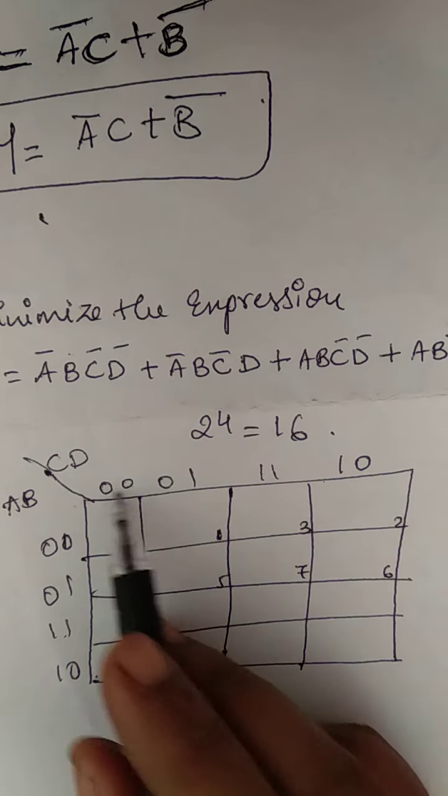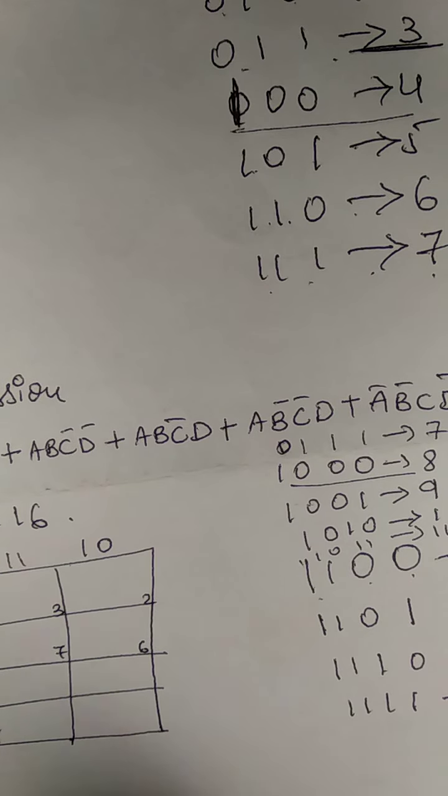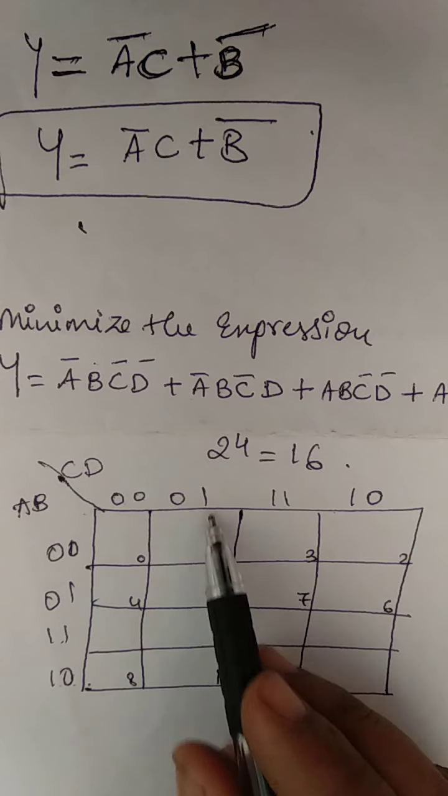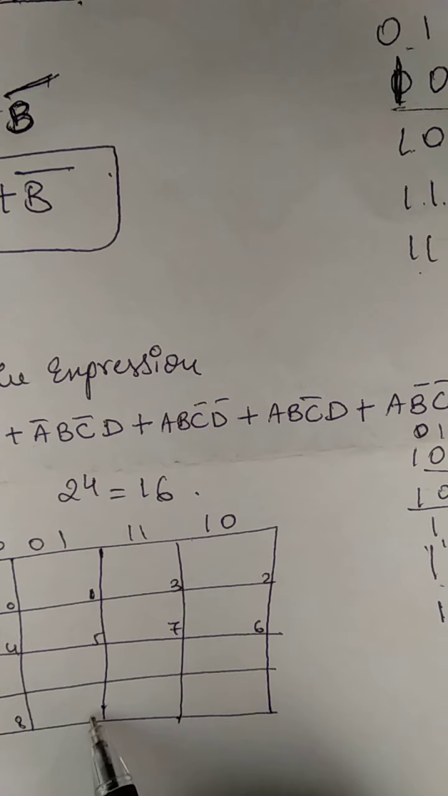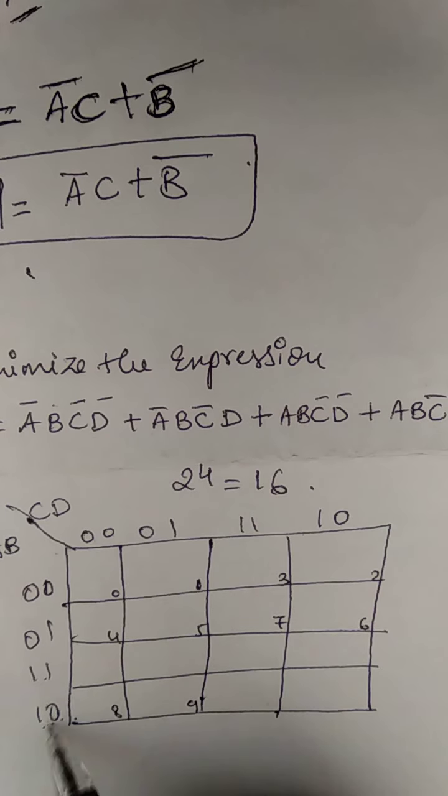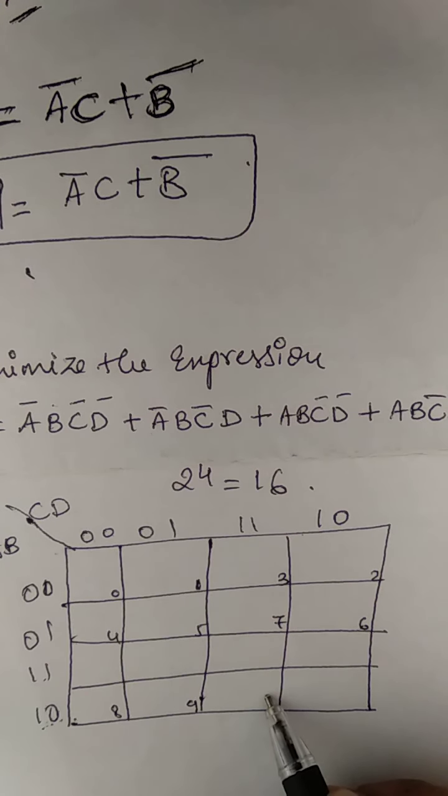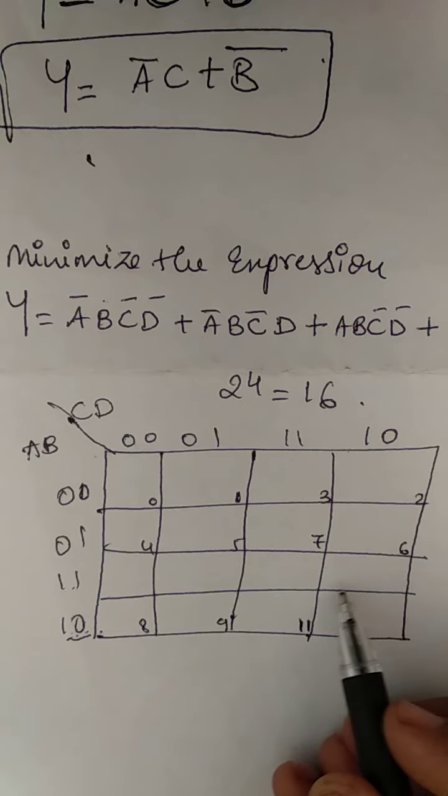So 1, 0, 1, 0. So 1, 0, 1, 0, what it will indicate? 8. So next 1, 0, 0, 1. It is nothing but 9. So write it as 9. Next 10 you don't write here because 1, 0, 1, 1. Is it 10? No. So 1, 0, 1, 1 is nothing but the value of 11. So 1, 0, 1, 0, it is 10.